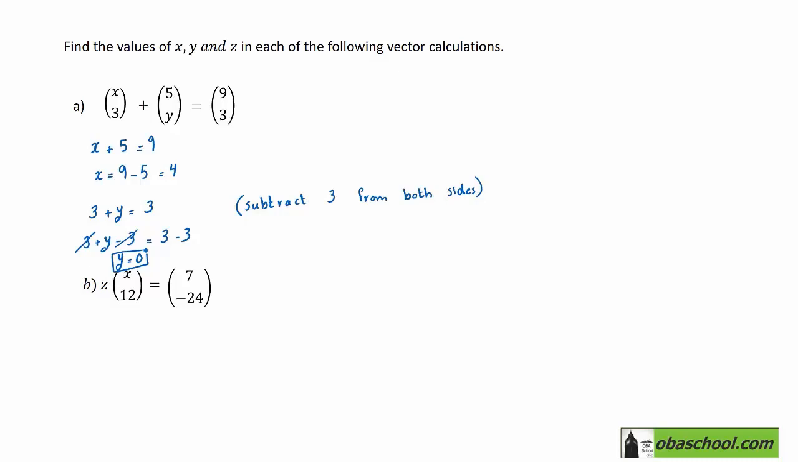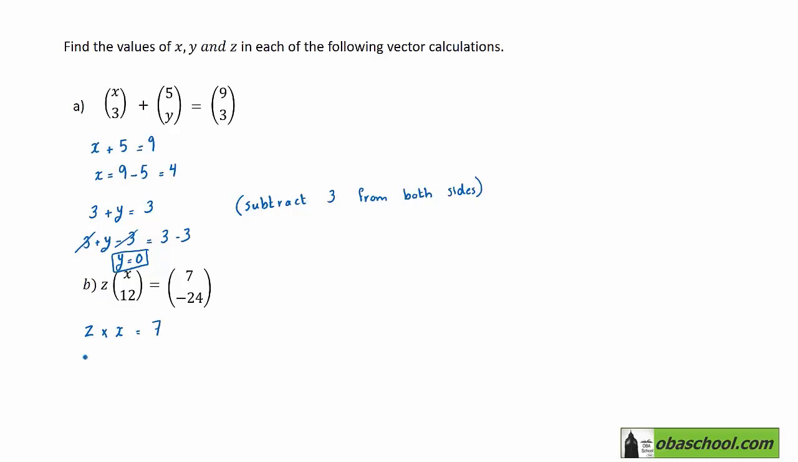Now moving on to part B. Part B says z times the column vector (x, 12) equal to the column vector (7, minus 24). So here we have two variables. The first one is the x component of the column vector, and the second one is z. So you cannot say z times x equal to 7. And of course we're multiplying by z because in such a case it is a scalar.